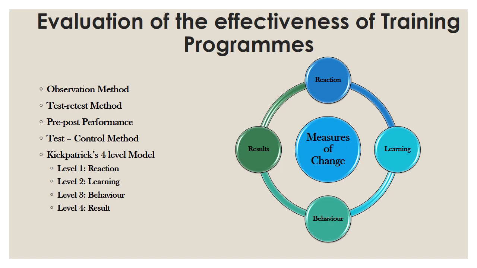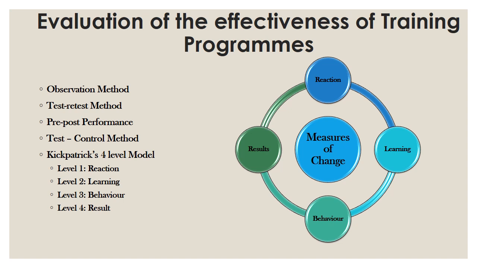So at the conclusion, we compare their performance. That means the test group and the control group are compared, and then we understand if there is a difference between the two. Meaning the control group was not given training, so how did they perform, and the test group was given training, how did they perform. Okay, and the last one is Kirkpatrick's 4-level method.